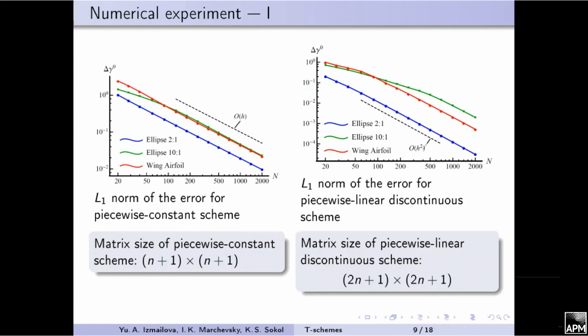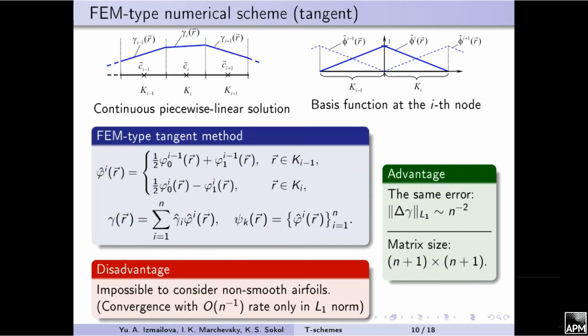Here on this slide, it is shown that the piecewise constant scheme really has the first order of accuracy, and the piecewise linear scheme has the second order of accuracy. Piecewise constant scheme matrix size is (n+1) squared, and piecewise linear scheme matrix size is (2n+1) squared. It is possible to construct a scheme with piecewise linear scheme accuracy and piecewise constant scheme computational complexity.